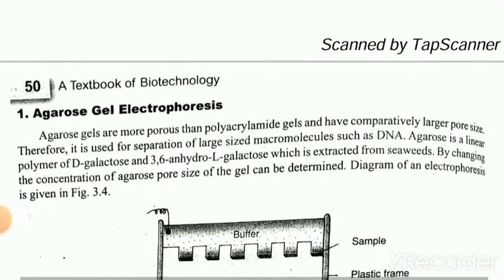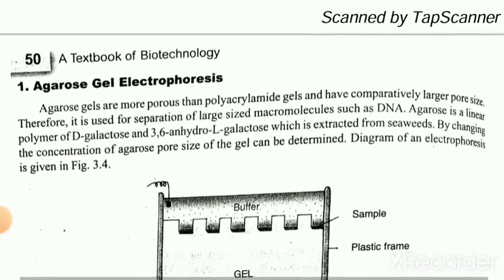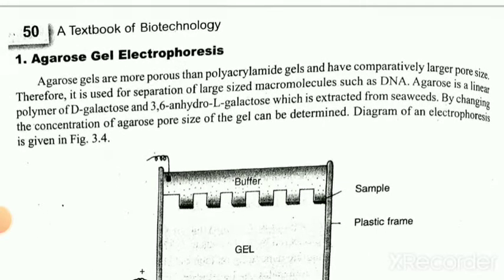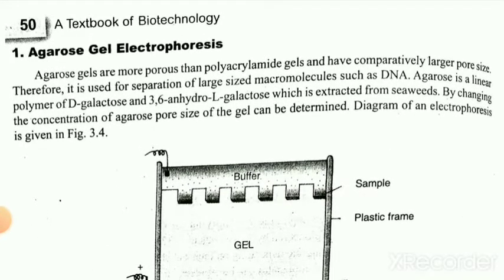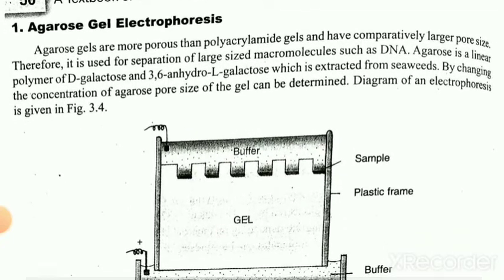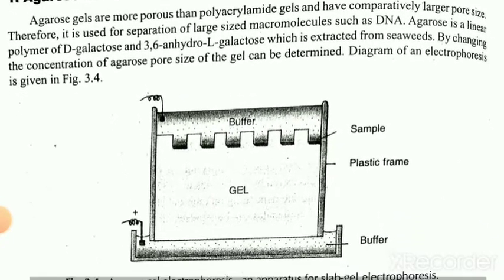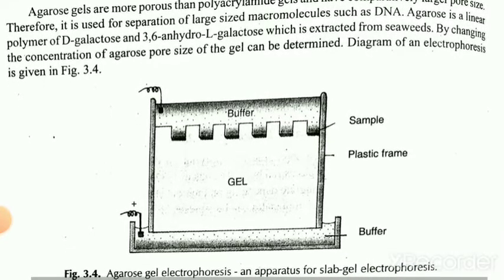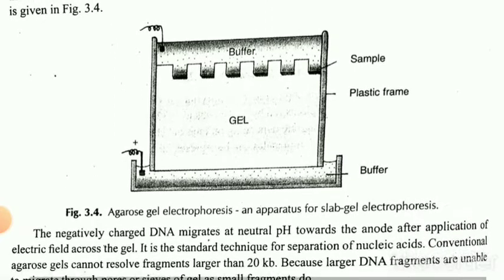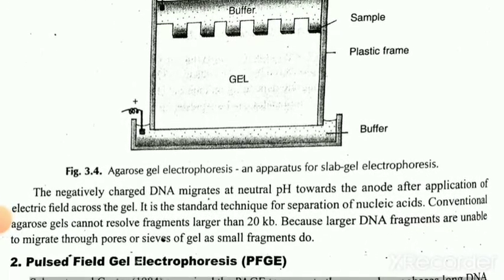1. Agarose gel electrophoresis. Agarose gels are more porous than polyacrylamide gels and have comparatively larger pore size. Therefore, it is used for separation of large-sized macromolecules such as DNA. Agarose is a linear polymer of D-galactose and 3,6-anhydro-L-galactose which is extracted from seaweeds. By changing the concentration of agarose, pore size of the gel can be determined. Diagram of an electrophoresis is given in figure 3.4.